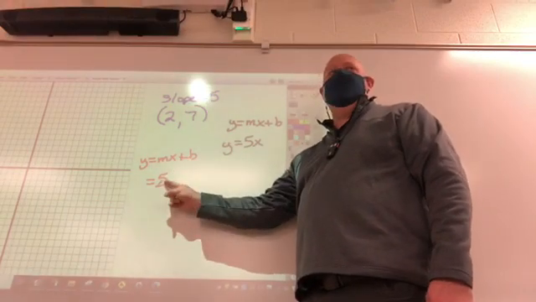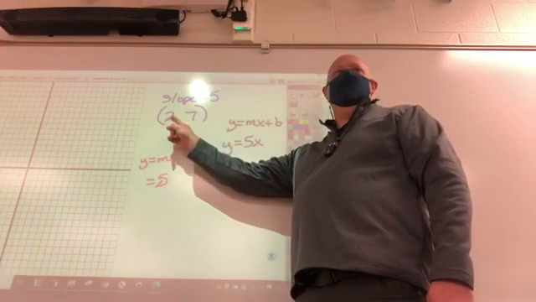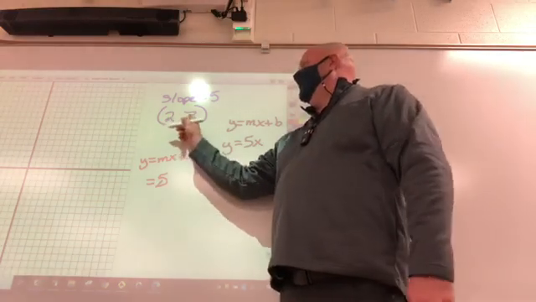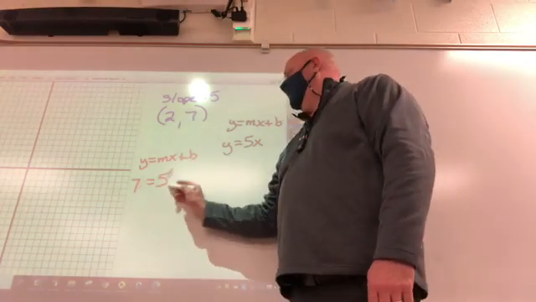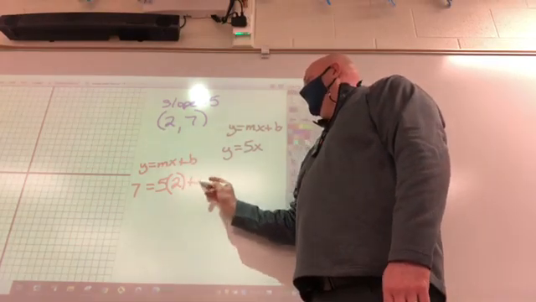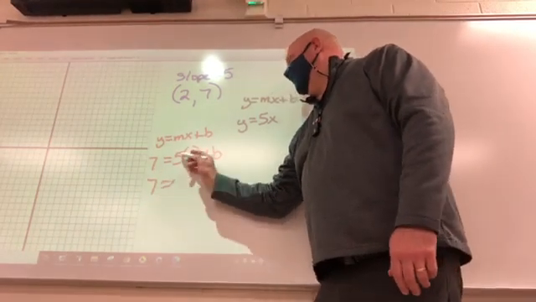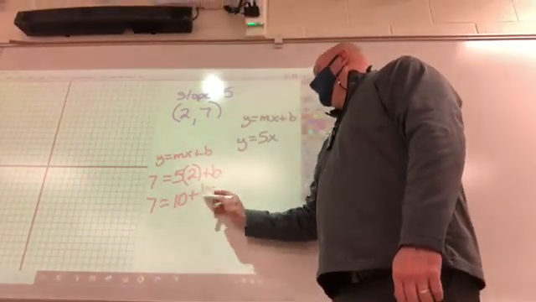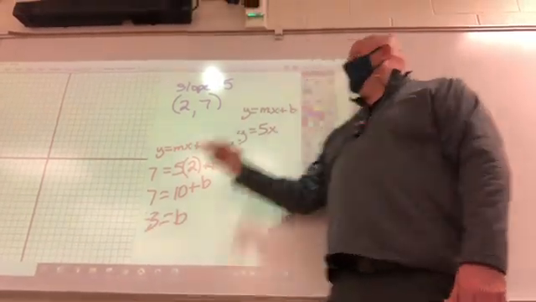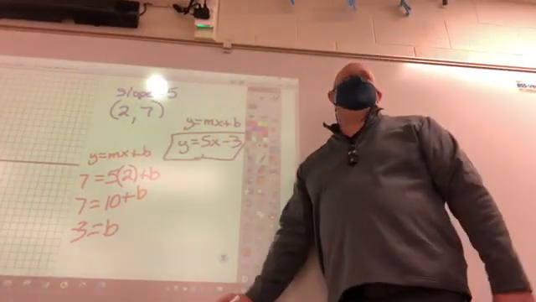Okay, so we know the slope. We plug that in for 5, right? All points are made up of an x and a y, right? So I can plug in, the y becomes a 7, the x becomes the 2, and I don't know the b, but I can solve this for b, right? So I got 7 equals 5 times 2 is 10, plus b, so b is going to equal -3. So I know my answer is y equals 5x minus 3.